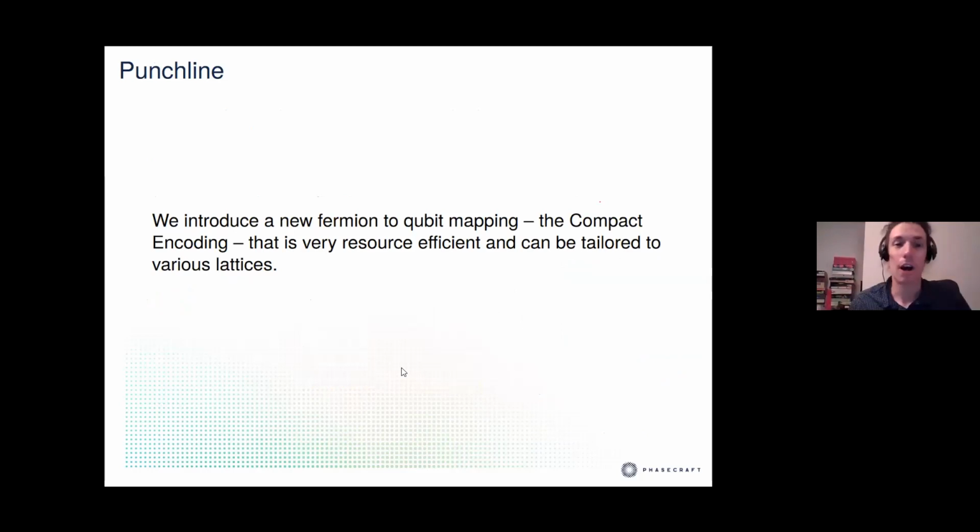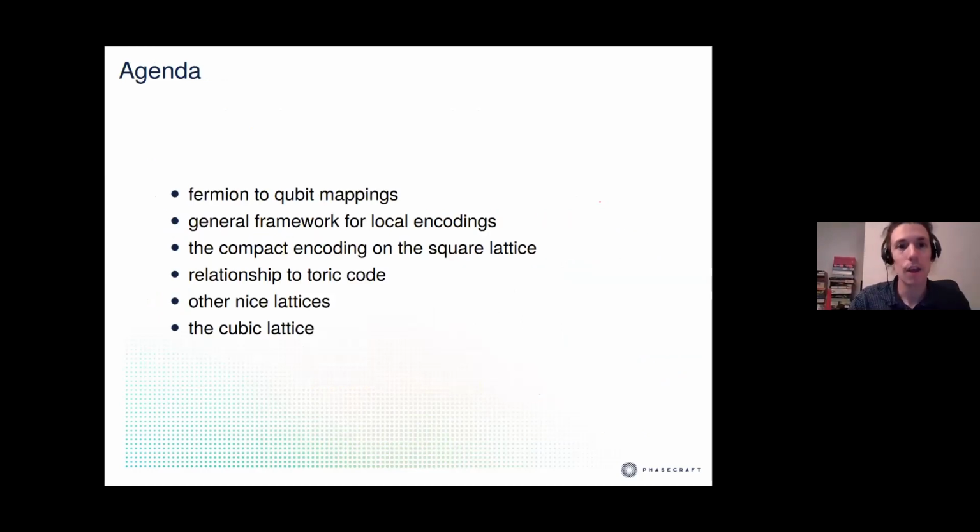So the punchline of the talk is that I'm going to introduce a new fermion to qubit mapping, which we call the compact encoding. This compact encoding is a very resource efficient fermion to qubit mapping, and it can be tailored to various interaction lattices. The agenda for the talk is, first I'll give a brief overview of the fermion to qubit mappings. Then I'll give a general framework for a specific category of fermion to qubit mapping called local encodings, of which the compact encoding is one.